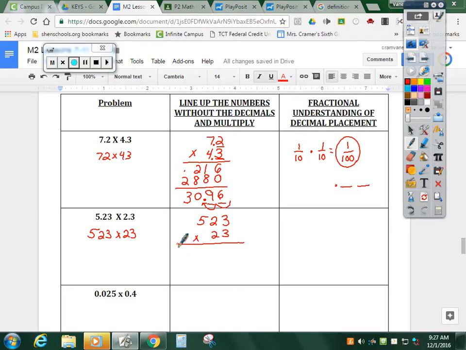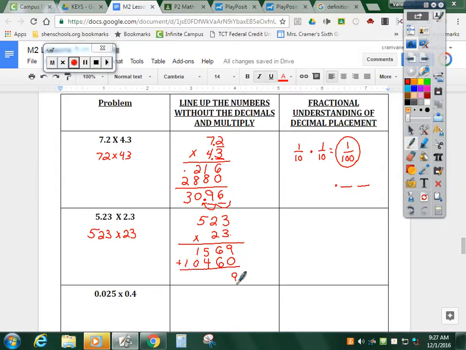Now I'm going to do my multiplication. 3 times 3 is 9. 3 times 2 is 6. 3 times 5 is 15. Now I'm going to add a 0 as a placeholder. 2 times 3, 6. 2 times 2, 4. 5 times 2, 10.